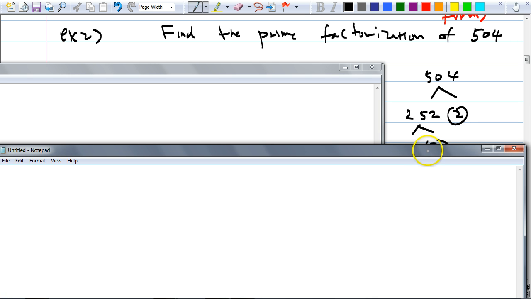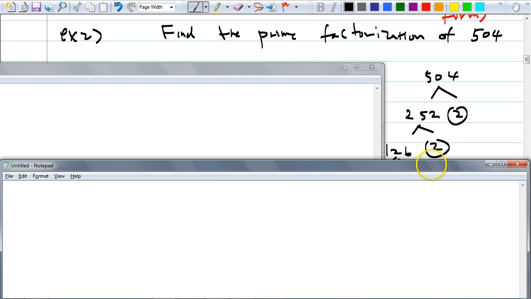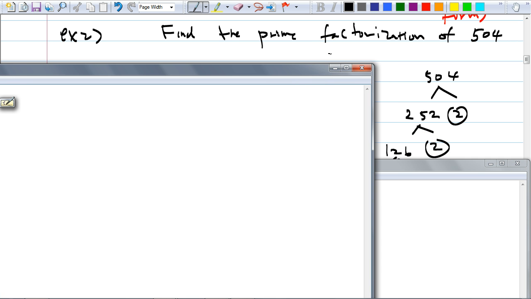126, right? So you know that, again, I circle my leaf, right? That's my prime, 2. But I don't circle 126. That's not a prime number. Again, 126 is an even number, isn't it? So what goes into 126? Isn't this easy? Just 2. Again, 2 goes into 126.